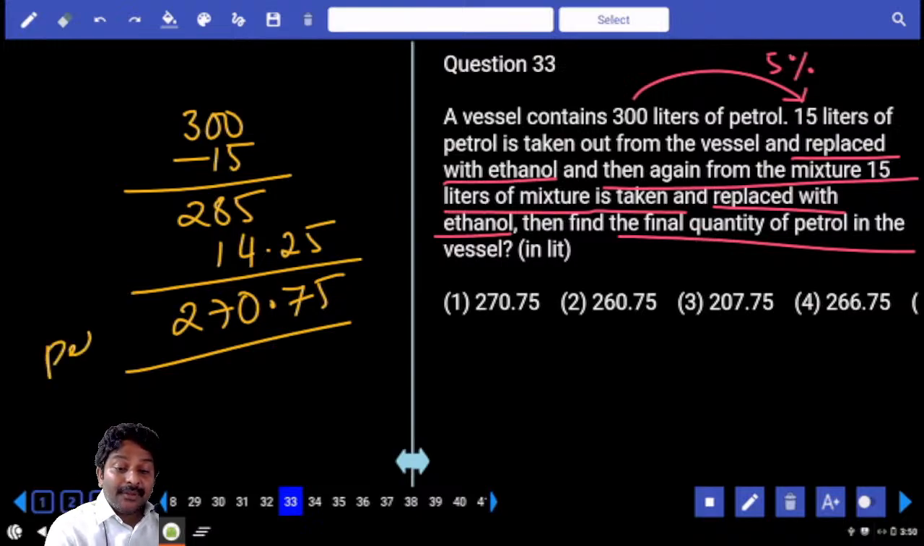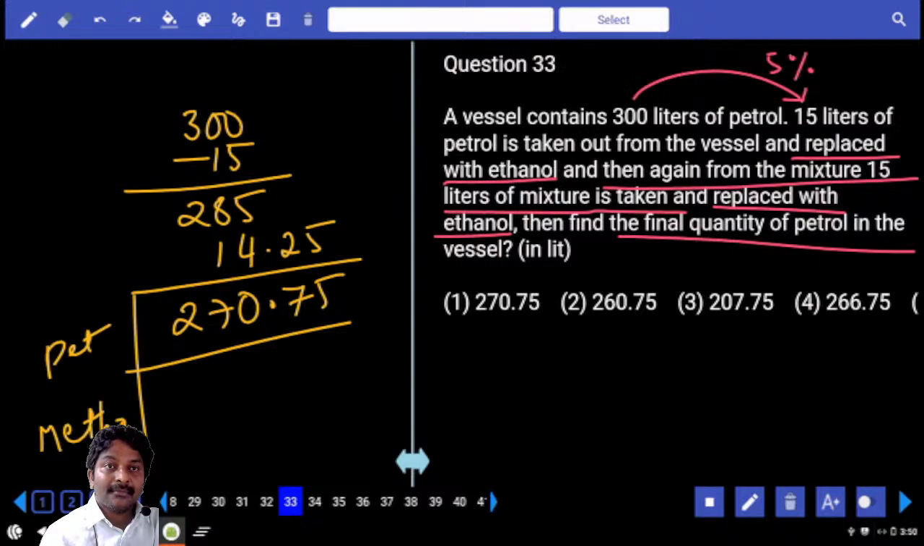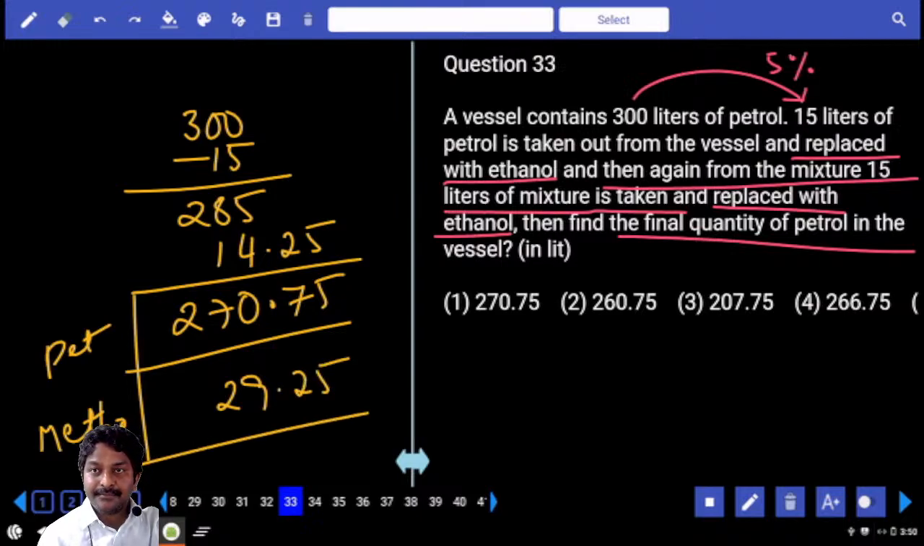Is it understood? If the question is about methanol, every time what must be the total quantity? 300. If out of 300 petrol is 270.75, then the remaining 29.25 is methanol.